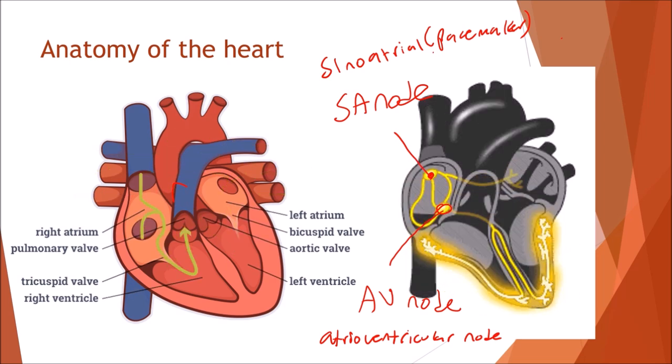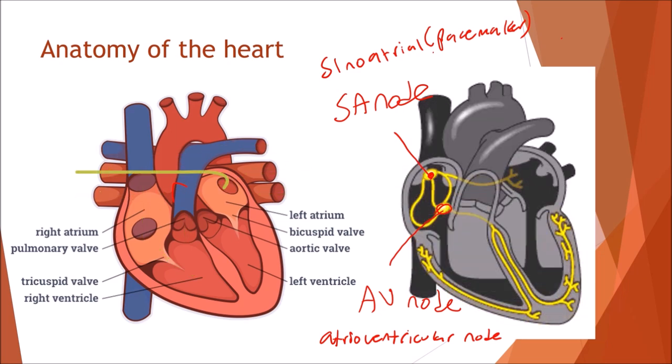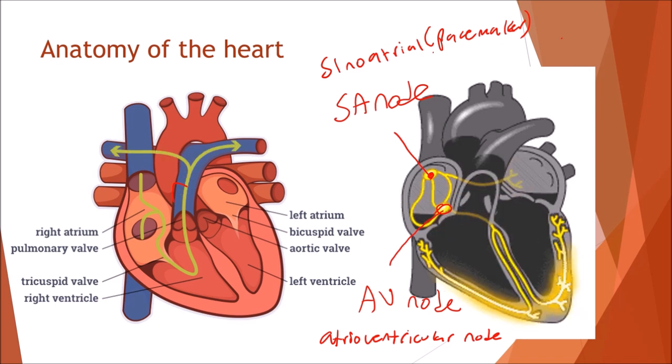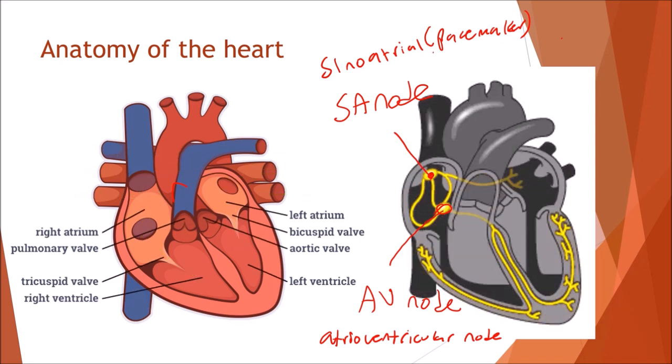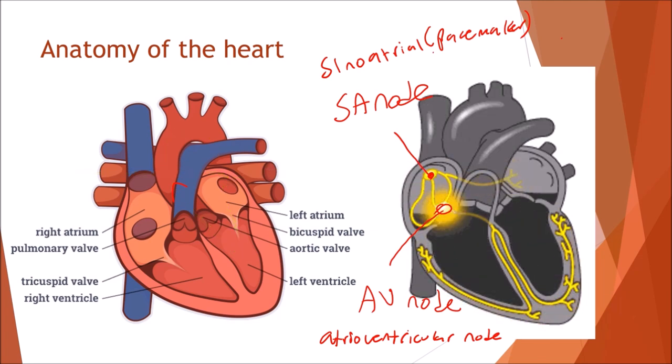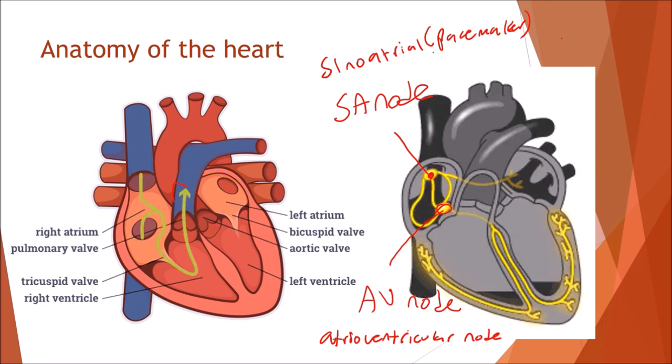here. As you can see, it waits on the AV node for a little bit, and it has to wait there, because if it sends the signal all the way down, then the whole heart contracts and it wouldn't make any sense. So it holds here in the AV node a little bit, so the atria contract, and then once they contract, the AV node sends the signal down through the rest of the heart for the ventricles to contract.